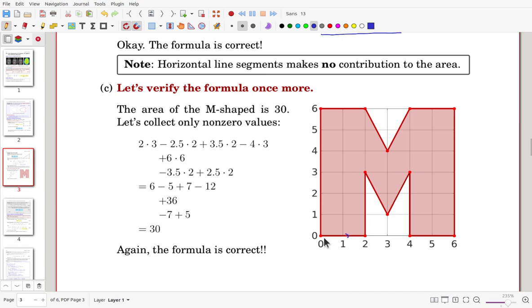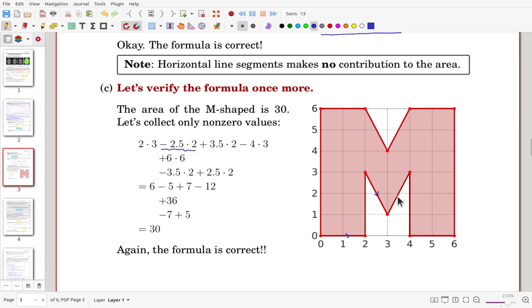For that one, there's no change in y, so no contribution. For this one, the x value is 2, and y is changing from 0 to 3, so the change in y is 3. So along this line segment, the contribution is 2 times 3. That is exactly that one. Now, for that one, the mid value of x is 2.5 and the change in y is -2. That is this one.